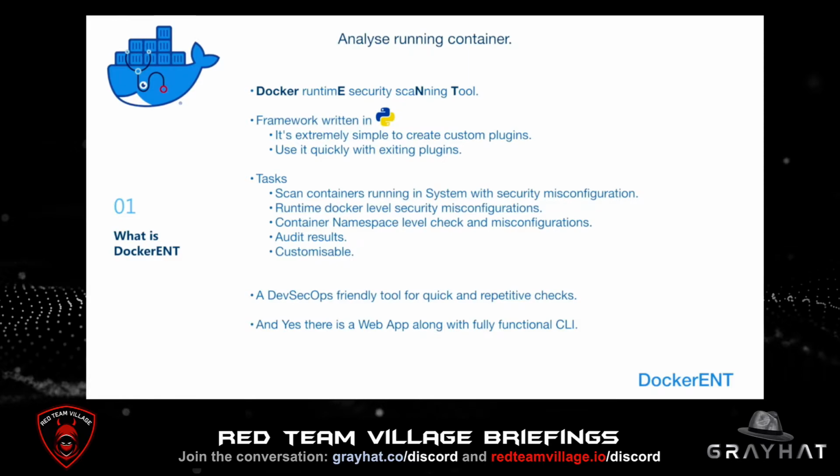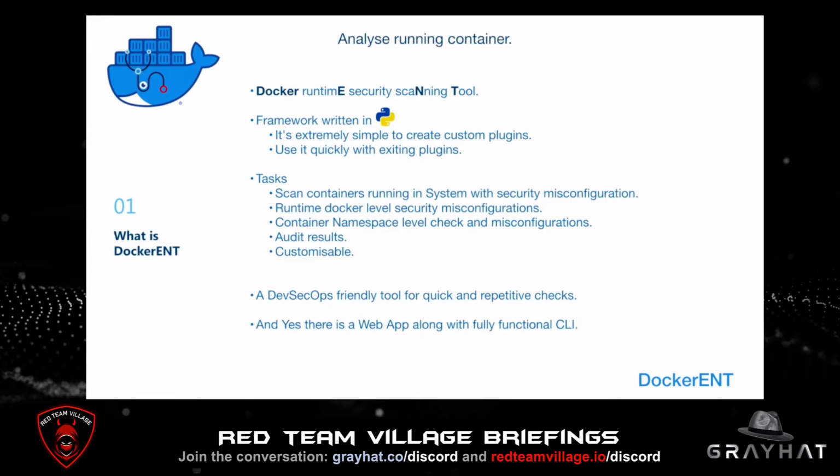So what can it do for you? It can scan running containers in the system for security misconfigurations. It can perform Docker level checks, and when I say Docker level checks, it can check if the namespaces are okay or not, if the namespace has been properly mounted or not, and why the namespace has been mounted, so it can create an info alert out of it. It can also provide you control groups related misconfigurations. It can audit results for you, and the best part is that it is really customizable. I'll talk about why I call it a really customizable tool in the upcoming slide. But yeah, this is what DockerENT can do for you.